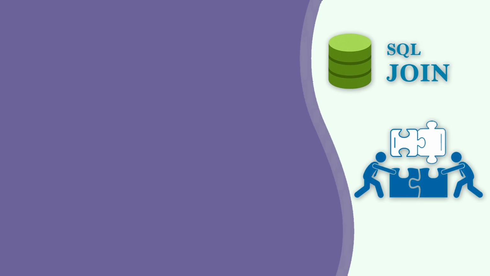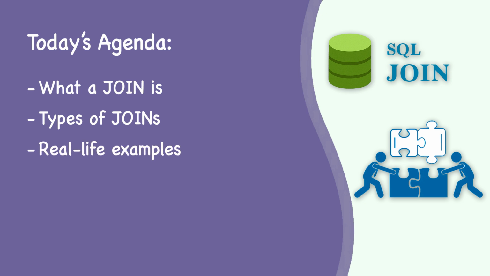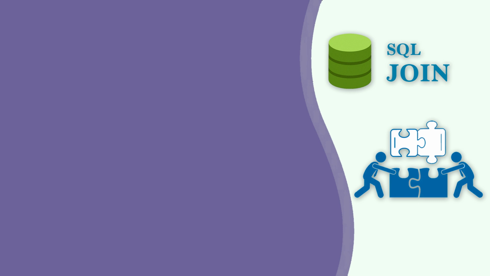Welcome to StackTrekker. In this tutorial, we'll explore SQL Joins, one of the most important concepts in relational databases. Here's what we'll cover: how joins allow you to combine data from two or more tables using a related column, the four main types of joins and when to use each, and clear real-world examples using simple tables to show exactly how joins work. Let's get started.